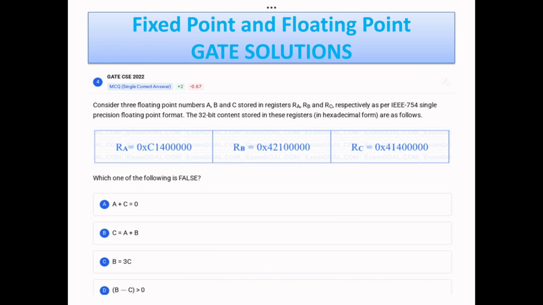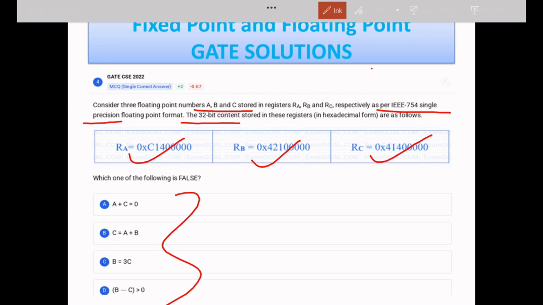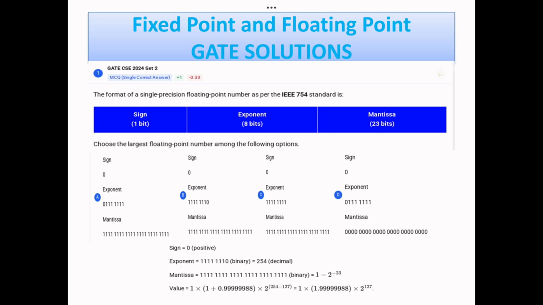So now another question, what is he asking? He has given you 3 values A, B, C, and this is 32-bit, IEEE 754 single precision. Single precision means bias is equal to 127. So you will convert this value, this value, and this value. Already we explained. Now he is asking which one is false. Very, very simple question. These questions you have to practice.